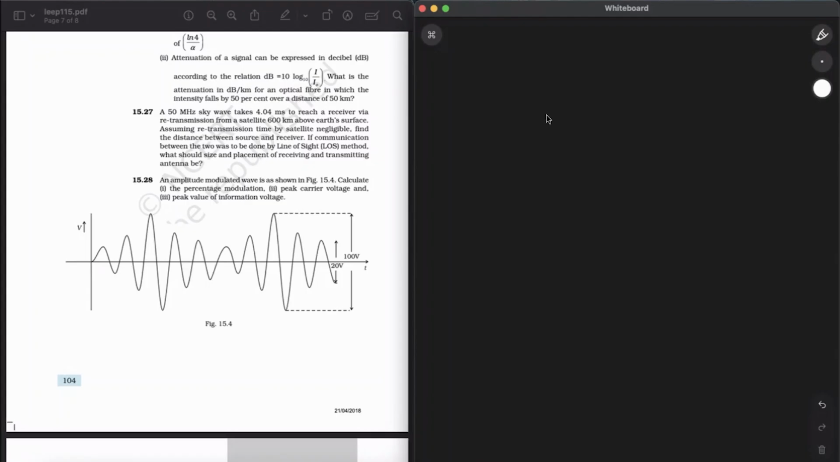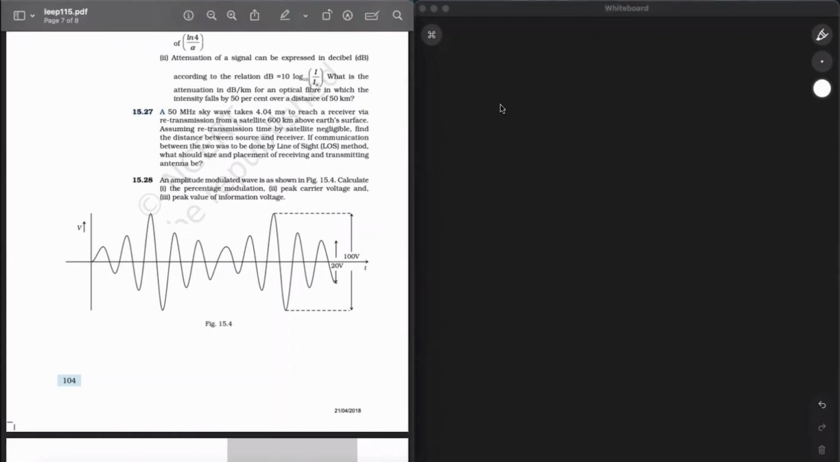Okay, so a 50 megahertz skywave takes 4.04 milliseconds to reach a receiver via transmission from a satellite 600 km above Earth's surface. Assuming retransmission time by the satellite is negligible, find the distance between source and receiver. If communication between the two was to be done by the LOS method, what should be the size and placement of the receiving and transmitting antenna? Mark this question important. Okay, question number 27 is an important question.